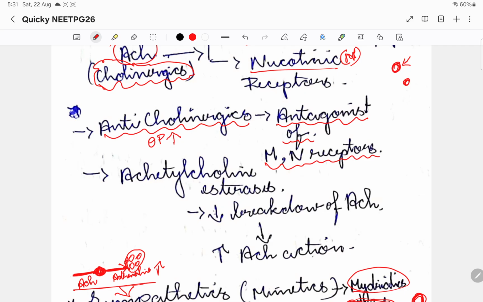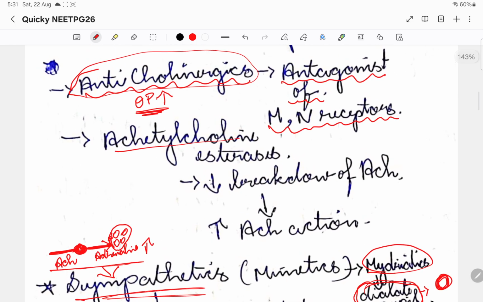We'll come back to that when we are discussing forensic and toxicology, but for now, just for your understanding, I was telling you the example. In OP poisoning, there is increased acetylcholine release. That is why we need anticholinergics. That is why anticholinergics like atropine and all these are there, right? So those are anticholinergics.